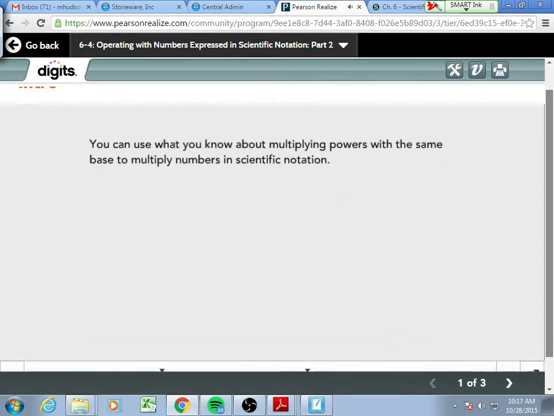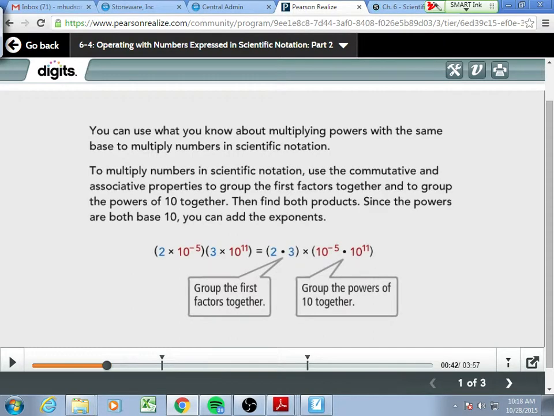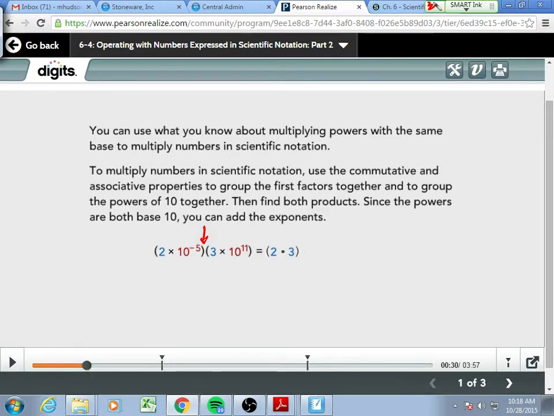You can use what you know about multiplying powers. In our power work, when we multiplied, so now we're multiplying, right? There's no gap between the parentheses. That means we have to multiply.